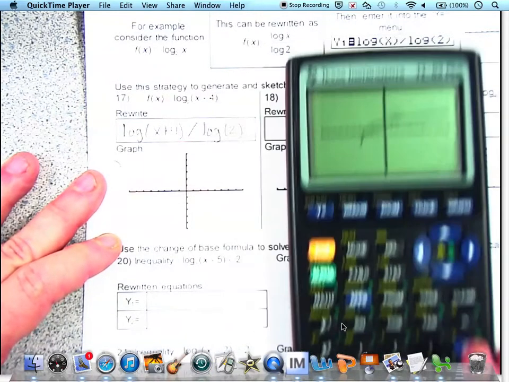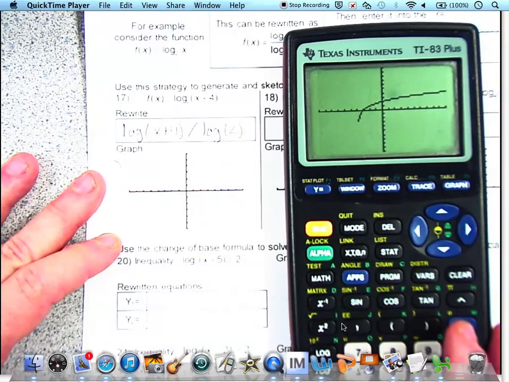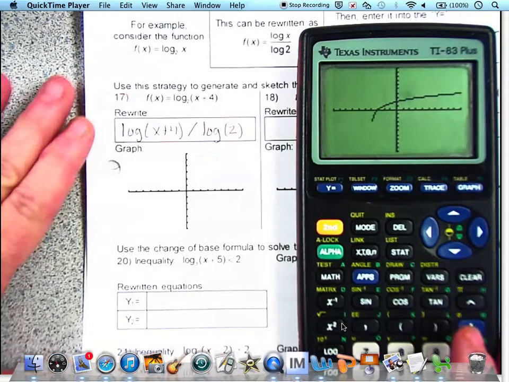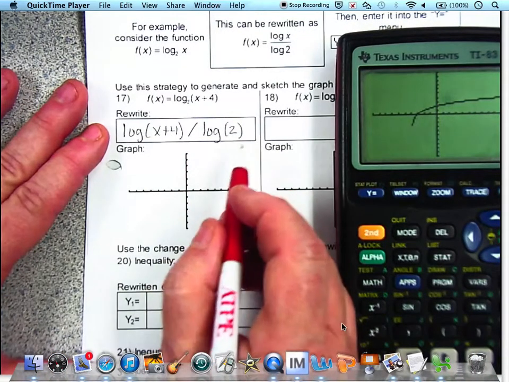Okay, did y'all get this graph? Yes. Everybody okay with the graph? Okay. I zoomed in on that. I got that. Now the new graph, 18 and 19.